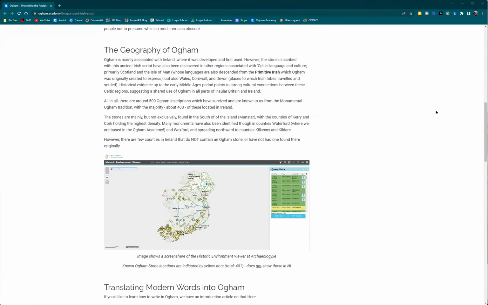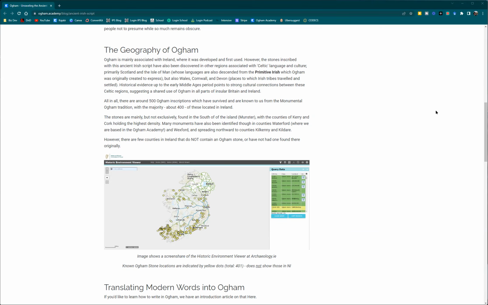Now we look at the geography of Ogham. Ogham is mainly associated with Ireland, where it was developed and first used. However, the stones inscribed with this ancient Irish script have also been discovered in other regions associated with Celtic language and culture, primarily Scotland and the Isle of Man, whose languages are also descended from the primitive Irish which Ogham was originally created to express, but also Wales, Cornwall, and Devon, places to which Irish tribes travelled and settled.